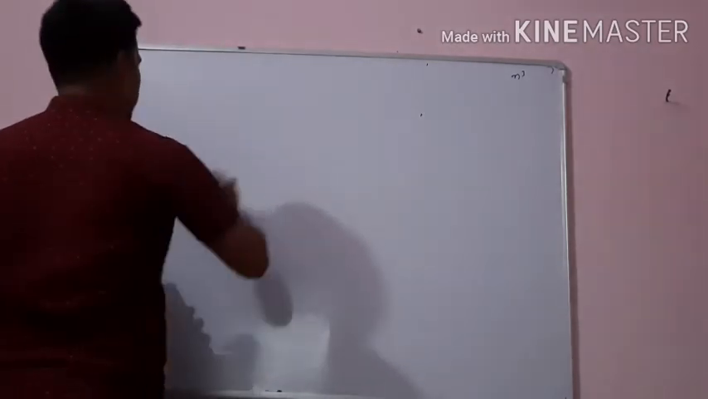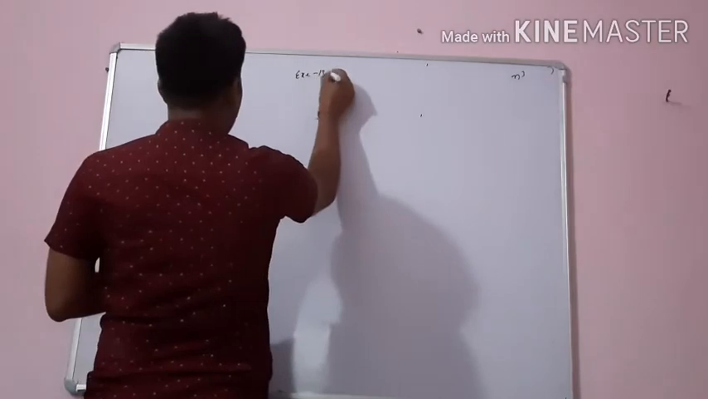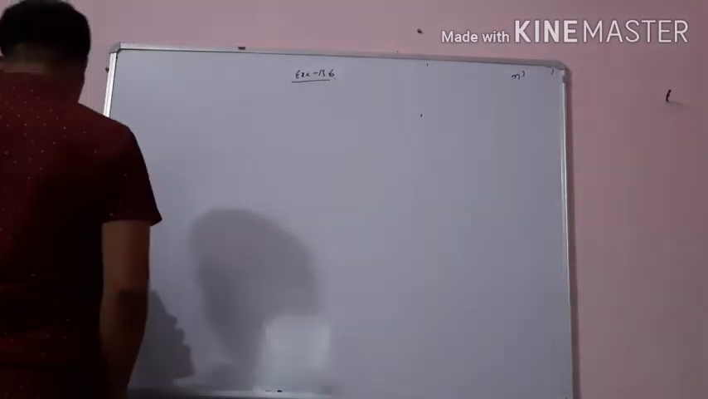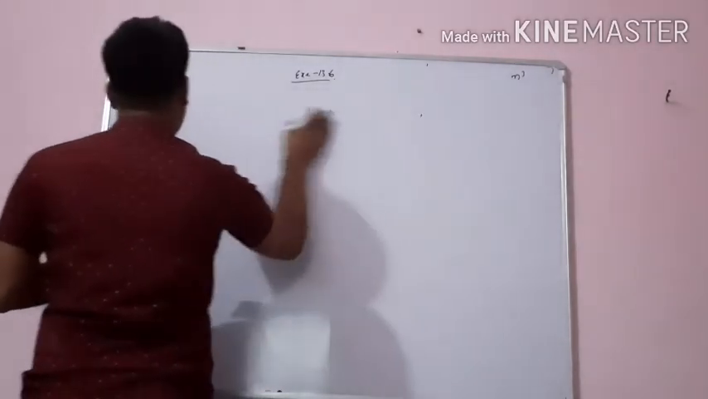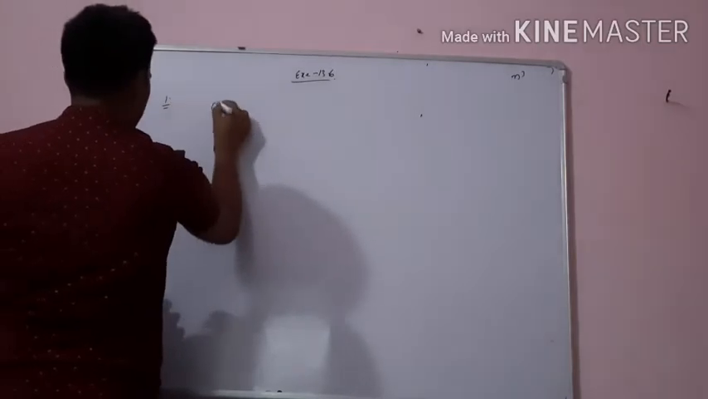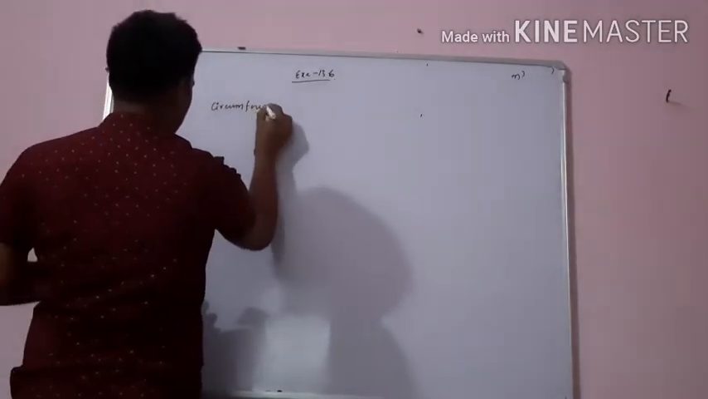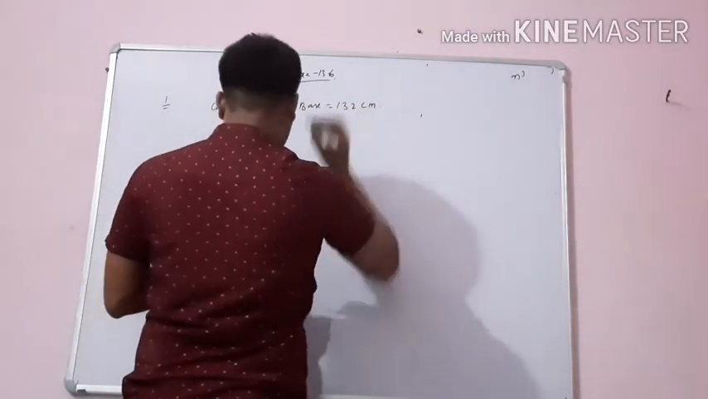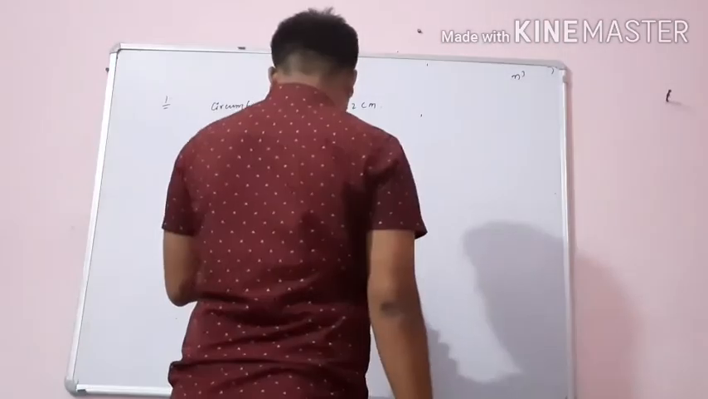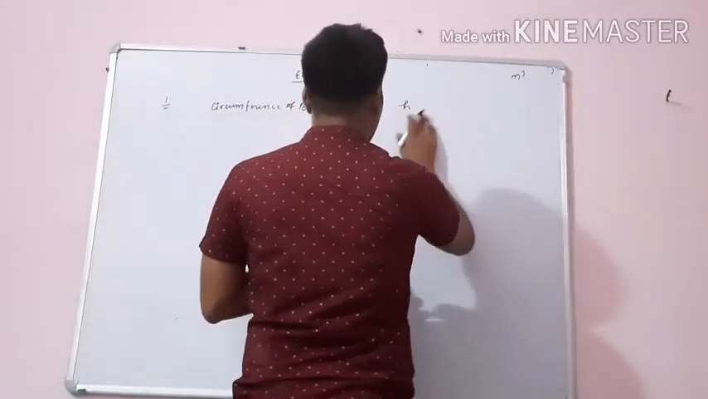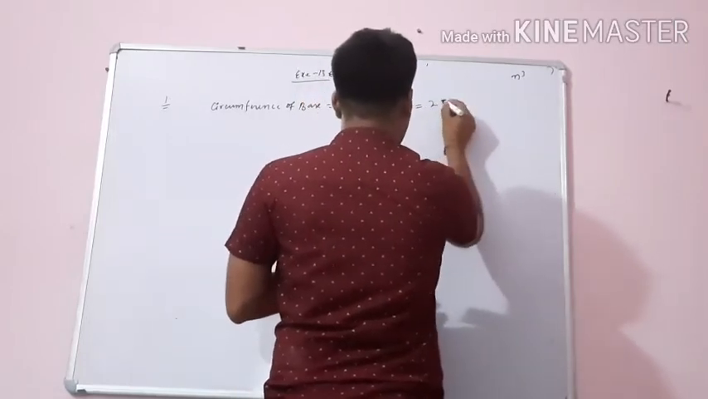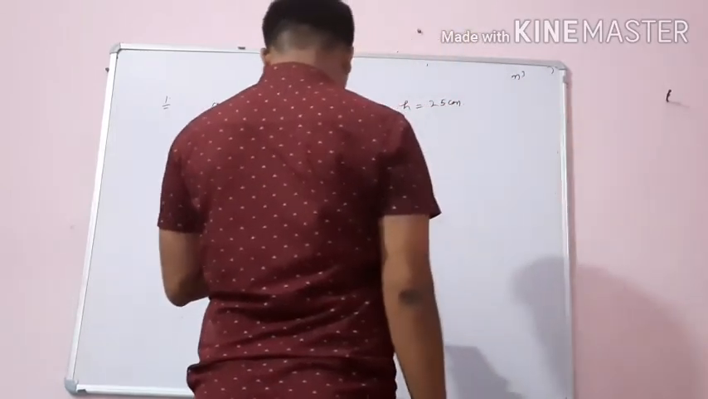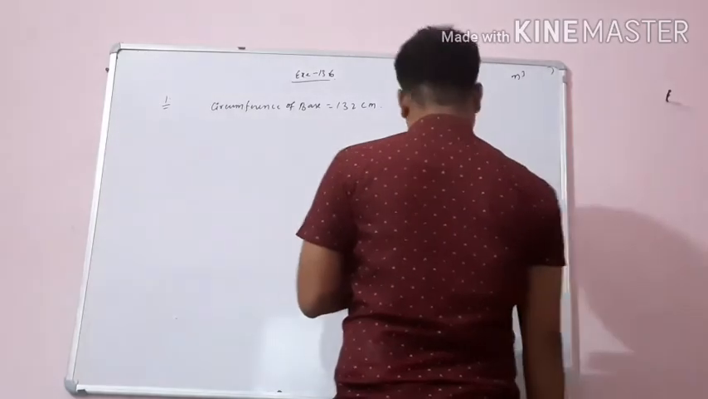Now coming to exercise 13.6. First question is, the circumference of the base of a cylindrical vessel is 132 centimeter. In question number 1, the circumference of the base is given, that is 132 centimeter, and height is 25 centimeter. How many liters can it hold?